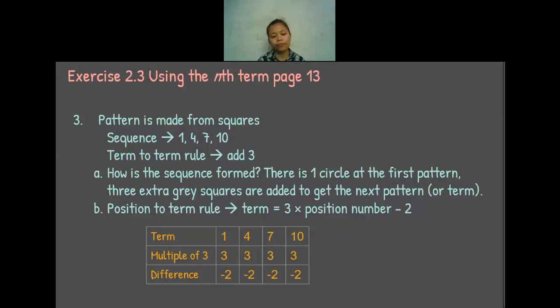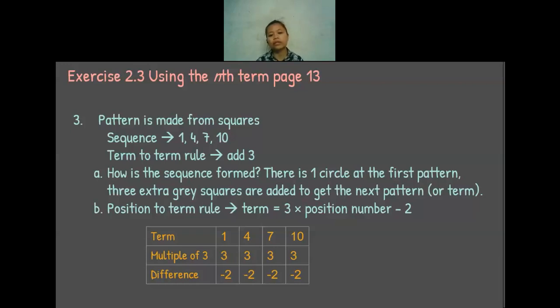That is okay. For question B, we have to find the position to term rule. For finding the position to term rule, again, we will use the table. The table will be having the term multiple of 3. Why multiple of 3? Because the term to term rule is add 3. So I will be having the term which is 1, 4, 7, 10. Multiple of 3. Oops, sorry. Multiple of 3 is supposed to be 3, 6, 9 and 12. Sorry, I haven't changed it.